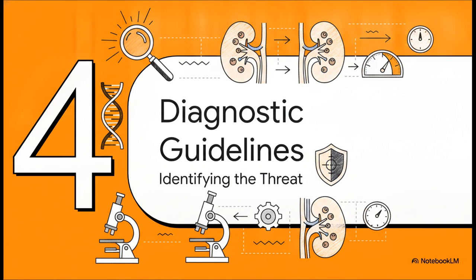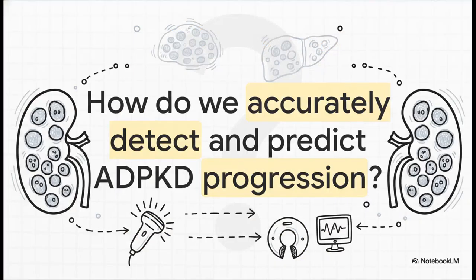Section 4. Disease Diagnostic Guidelines. How do we accurately identify this threat? So here's the big question. How do we accurately detect ADPKD and, more importantly, predict which patients will progress the fastest? Because disease severity varies wildly, even within the exact same family. One sibling might never need dialysis, while another might need it in their early 40s.